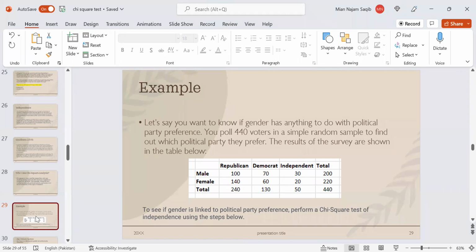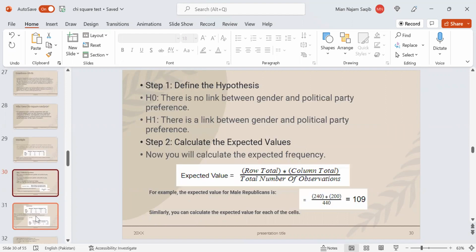To see if gender is linked to political party preference, we will perform a chi-square test of independence using the steps below. Step 1, you define the hypothesis. The null hypothesis is that there is no link between gender and political party preference. The alternative hypothesis is that there is a link between gender and political party preference.